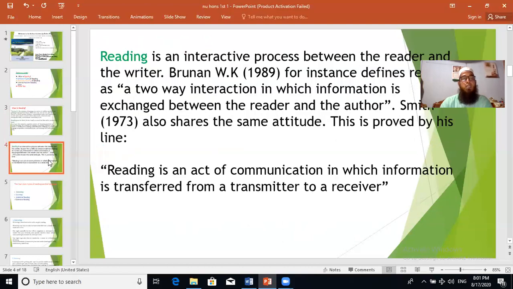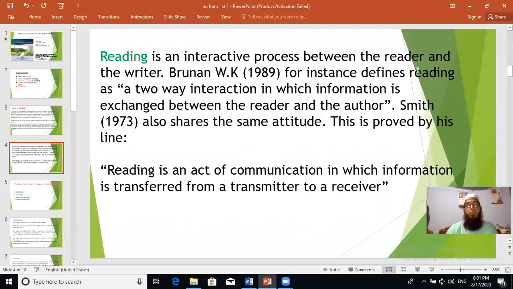So let us see another definition of reading. Reading is an interactive process between the reader and the writer. Brunan W.K. in 1989, for instance, defines reading as a two-way interaction in which information is exchanged between the reader and the author. So according to Brunan, reading is a two-way interaction in which information is exchanged between the reader and the author.